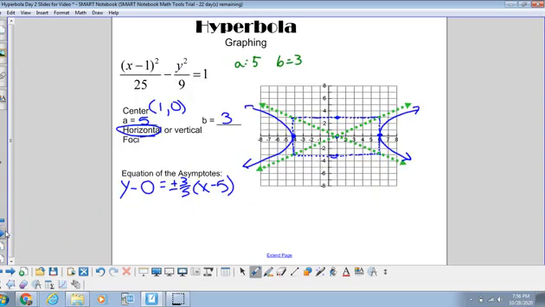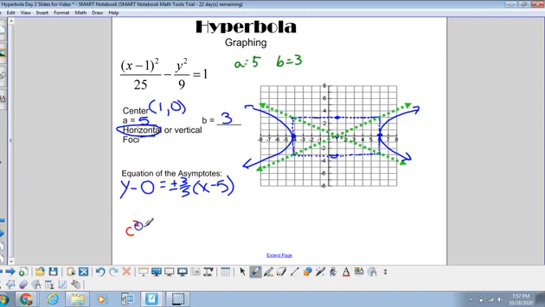So let's take a look at this problem that we worked on last class and last video. We have this equation, x minus 1 squared over 25 minus y squared over 9 equals 1. And last time we talked about how to find the center and our A and B values. We drew in our box, drew in our asymptotes, and then drew in our two parabolas that make up our hyperbola. To find the foci, we are going to use, first of all, our A, B, and C values.